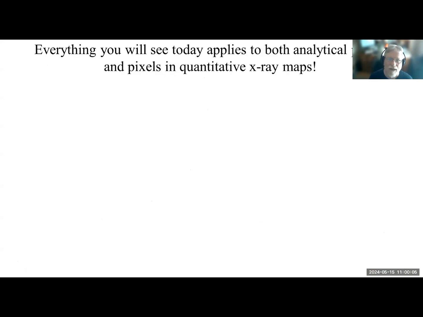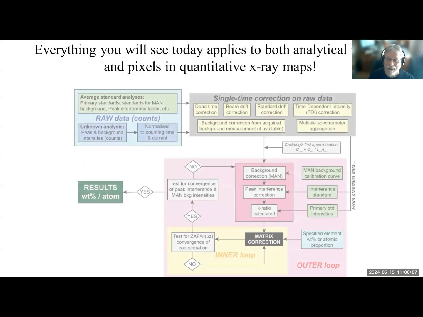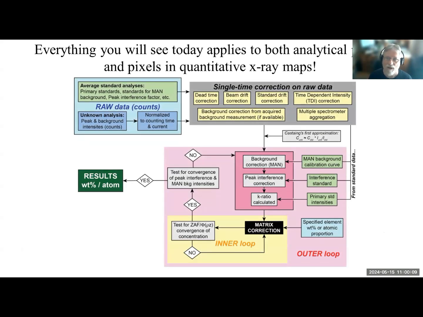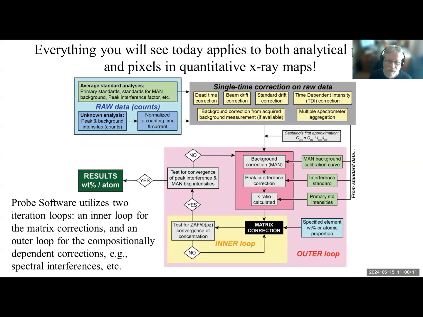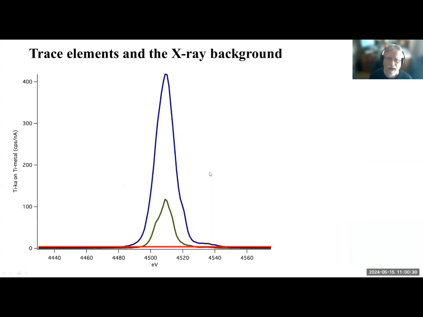This is the point about trace elements, and Mike is the master at trace element analyses, so I would listen to him. Okay, and again, everything I'm going to show here today applies to both analytical points and pixels in quantitative X-ray maps, because all these corrections that we're making, the matrix corrections, the spectral interference corrections, these are all part of a double iteration loop here, and this is a wonderful figure from our paper that was published in 2019, I believe, with Julien Allaz, an American mineralogist. Okay, just quick overview. Obviously, major elements got a big peak, low background.